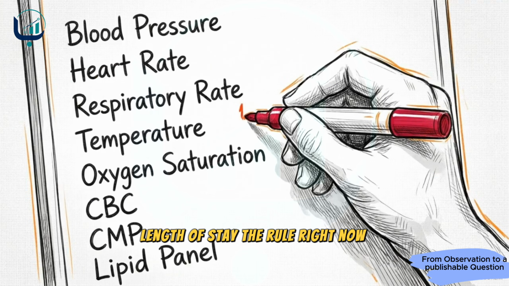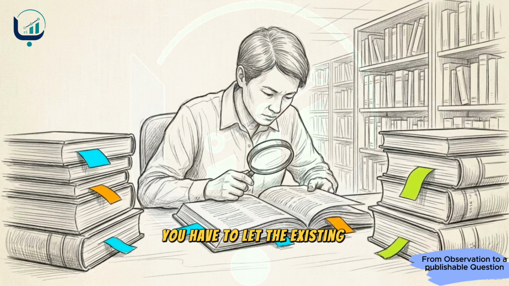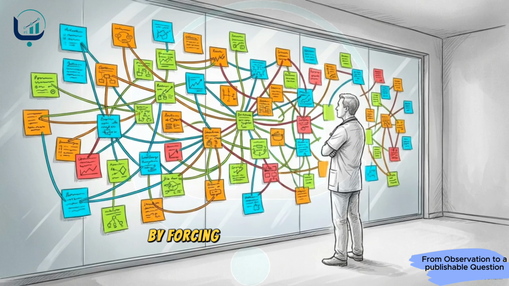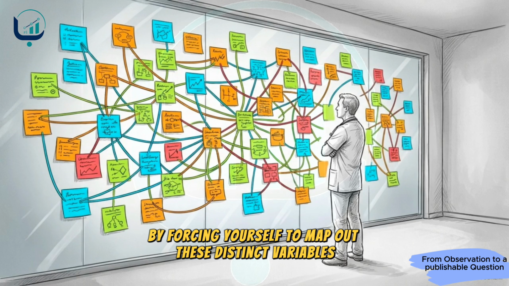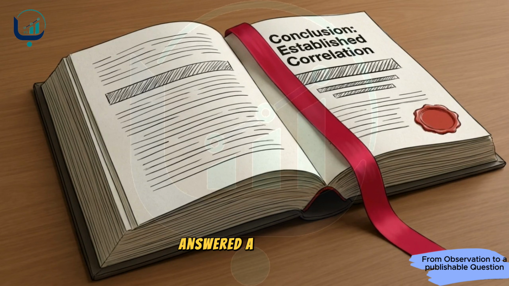The rule right now is simple. Do not pick a favorite angle yet. You have to let the existing literature dictate which path is actually worth taking. By forcing yourself to map out these distinct variables, you avoid designing an entire study around a question that another research team conclusively answered a decade ago.